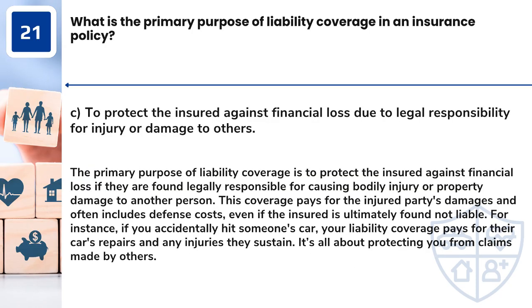Answer: C. To protect the insured against financial loss due to legal responsibility for injury or damage to others. The primary purpose of liability coverage is to protect the insured against financial loss if they are found legally responsible for causing bodily injury or property damage to another person. This coverage pays for the injured party's damages and often includes defense costs, even if the insured is ultimately found not liable. For instance, if you accidentally hit someone's car, your liability coverage pays for their car's repairs and any injuries they sustain. It's all about protecting you from claims made by others.